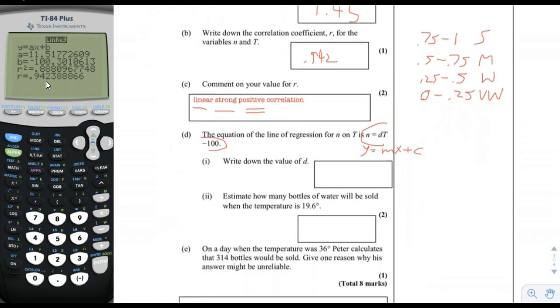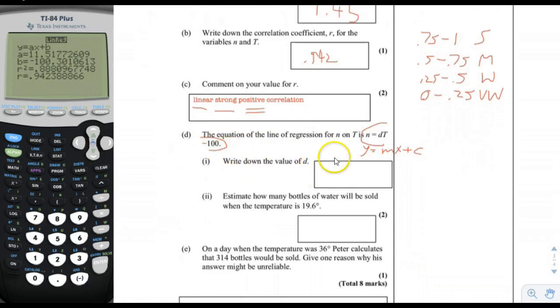The equation of the line of regression is n equals dt minus 100. That's pretty close to what we got. We have minus 100.3. They said it's minus 100. So to three significant figures, it's correct.